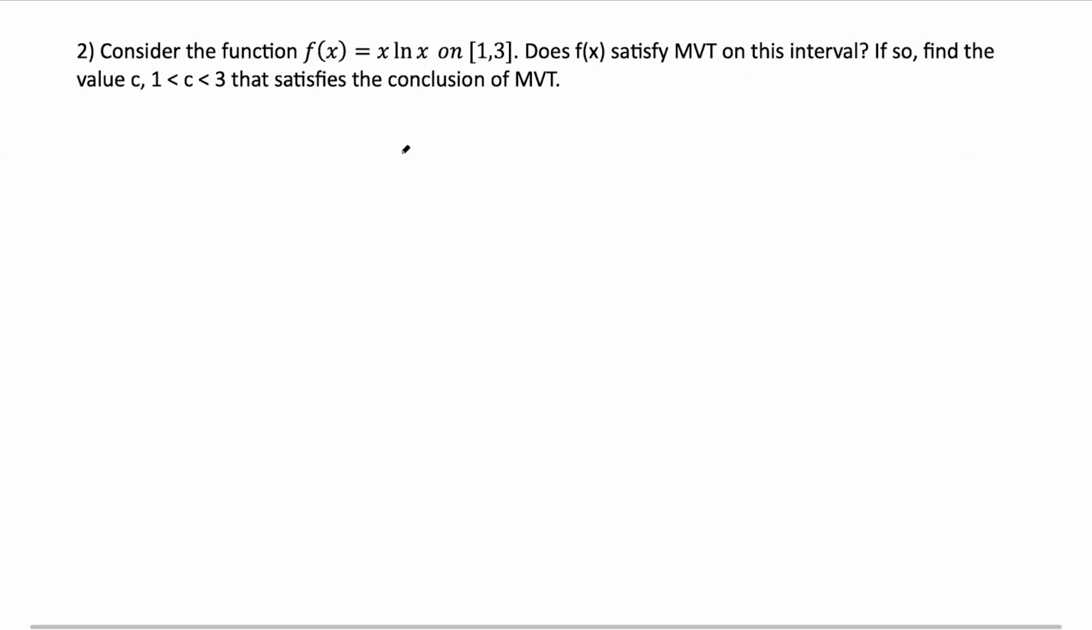Question 2, we have f of x equals x times natural log x, and we're on the closed interval 1, 3. And we want to know, does f of x satisfy the mean value theorem on this interval? And if so, find the value c between 1 and 3 that satisfies the conclusion of MVT. So for this question here, in order for us to be able to use the mean value theorem, our function f of x has to be continuous on the closed interval 1, 3 and differentiable on the open interval 1, 3. And f of x satisfies both of those.